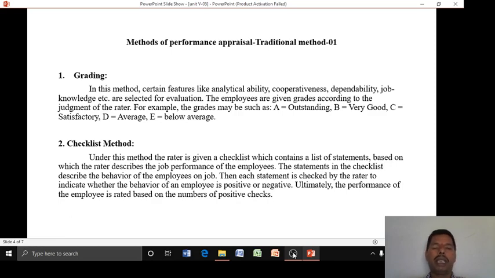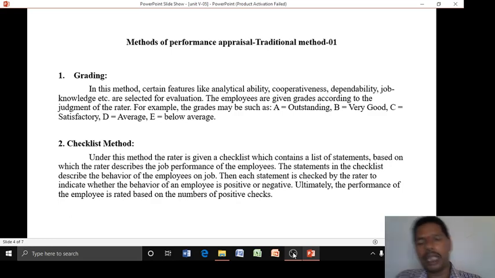Second one, checklist method. Under this method, the rater is given a checklist which contains a list of statements based on which the rater describes the job performance of employees. So a checklist will be given. On the basis of that, the employee's performance is rated by the rater or evaluator. The statements in the checklist describe the behavior of the employees on a job. Each statement is checked by the rater to indicate whether the behavior of an employee is positive or negative.